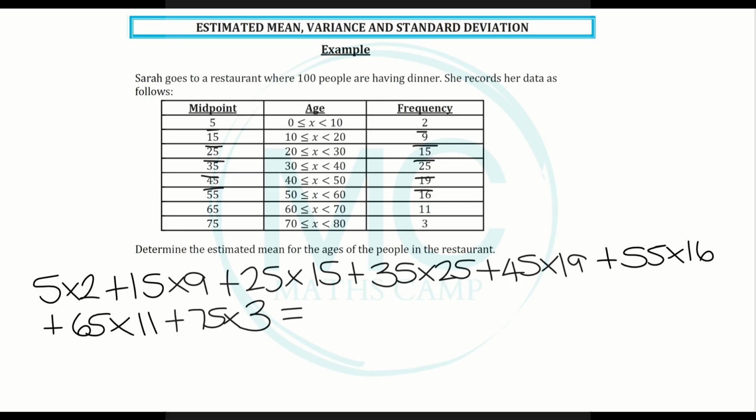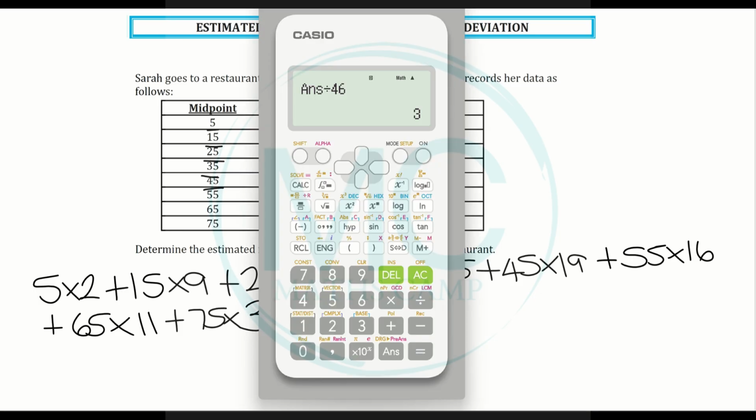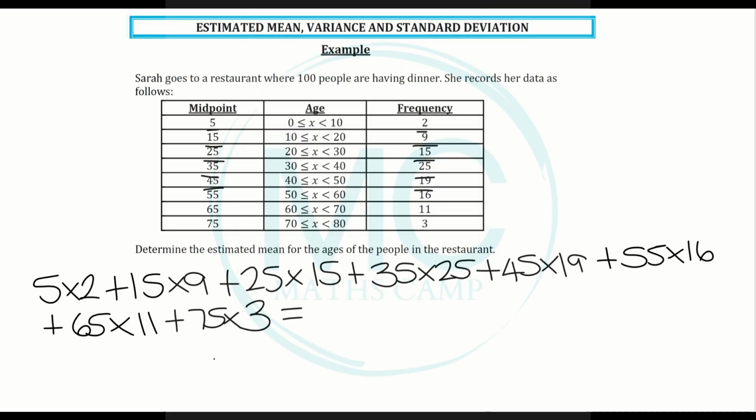And I can put this straight into my calculator. So I can say 5 multiplied by 2 plus 15 multiplied by 9 plus 25 multiplied by 15 plus 35 multiplied by 25 plus 45 multiplied by 19 plus 55 multiplied by 16 plus 65 multiplied by 11, and finally 75 multiplied by 3 is equal to 4,070.